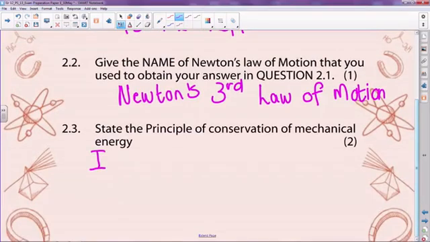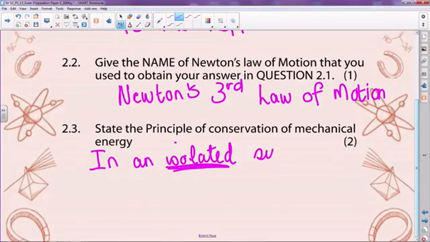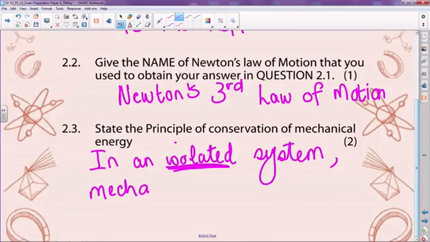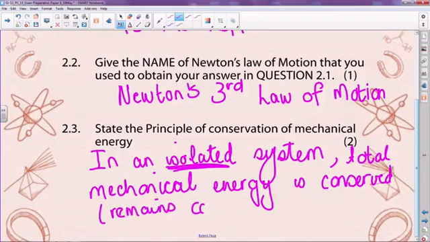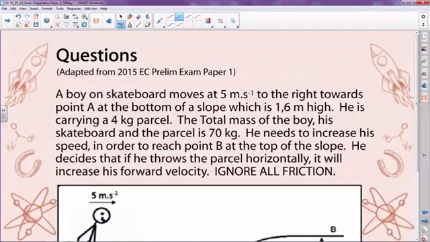Well, there's a couple of important things. In an isolated, closed system, total mechanical energy is conserved. I have to be honest, I have a bit of a problem with that definition because I'm using the word conserved in it, but it doesn't matter. What that means is it remains constant. Nice and easy. So, let's see what the next question is.